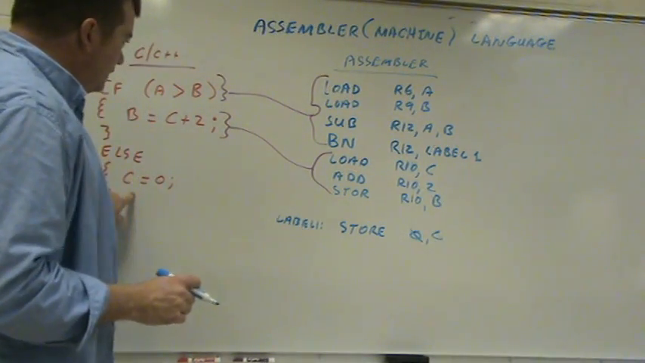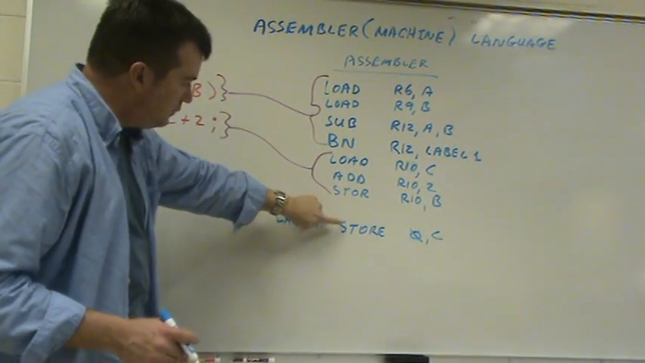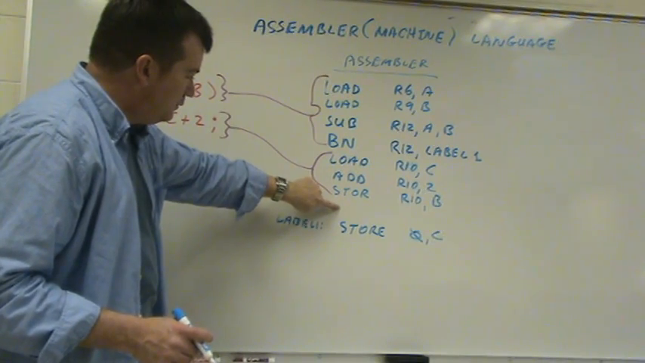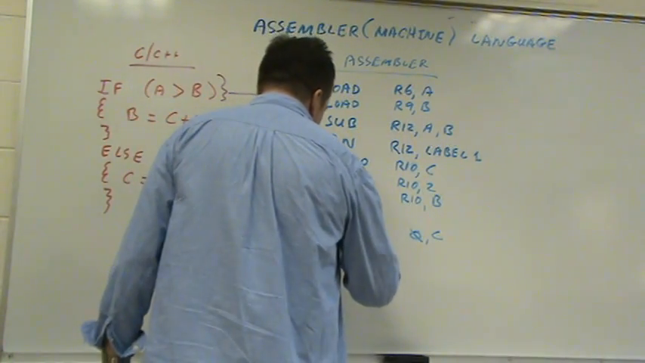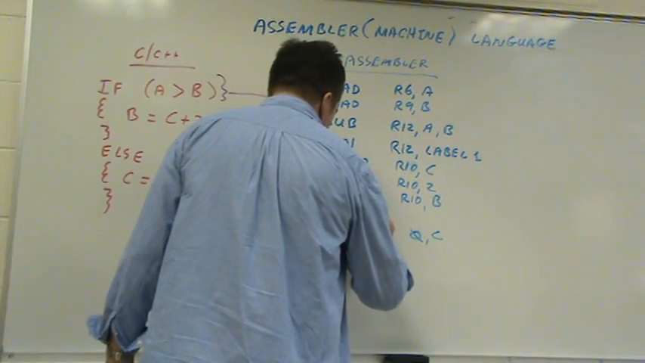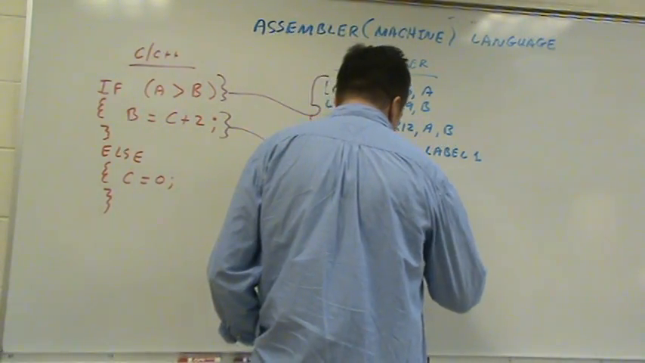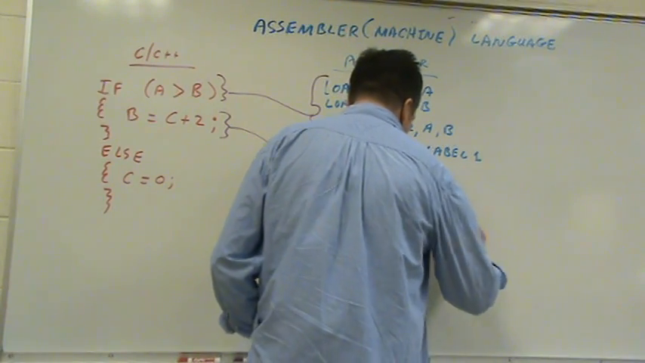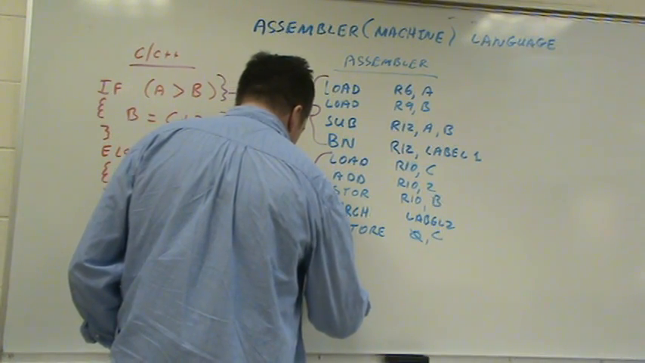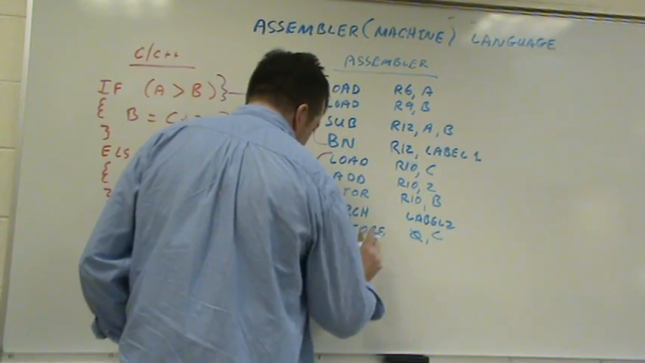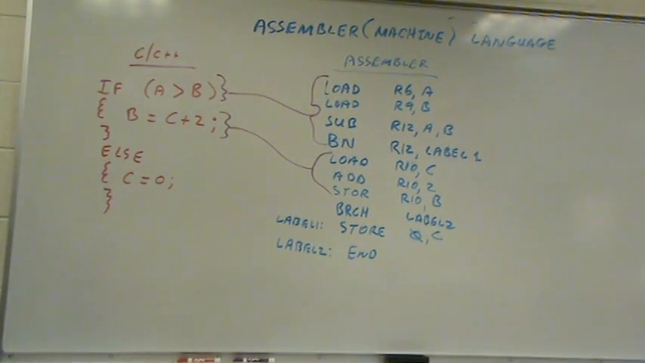Now the problem is, if A is greater than B, and we go executing these 3 lines, we don't want to execute this one. So we need to, when we get to here, jump around this one. So we would then need a branch instruction, which means unconditionally just jump somewhere else. So we'll say branch to label 2. And then I'll put label 2 here. And this could be the end of our program. And that means stop processing, there's no more instructions.